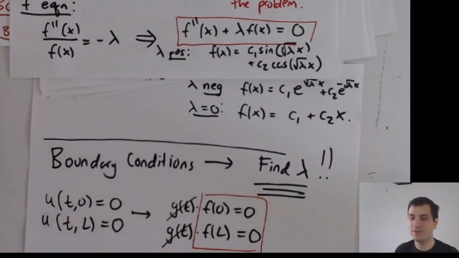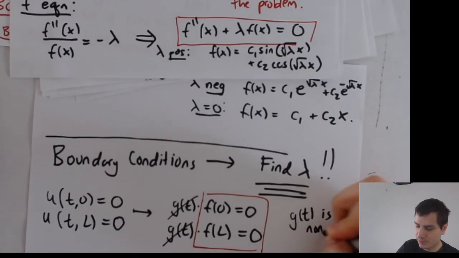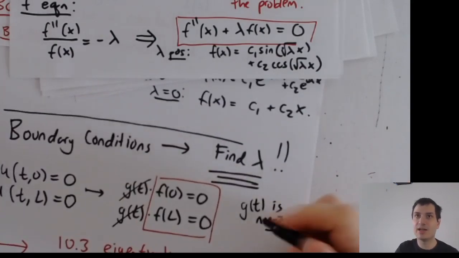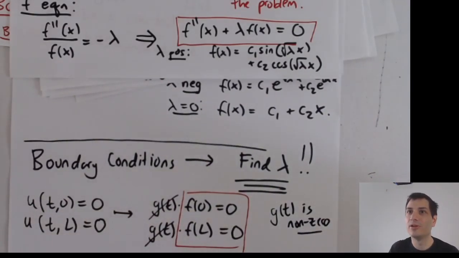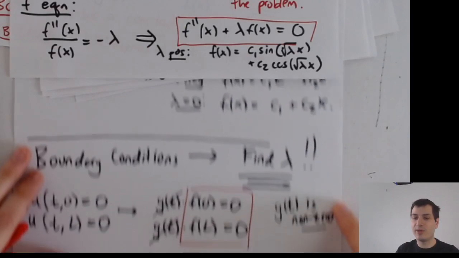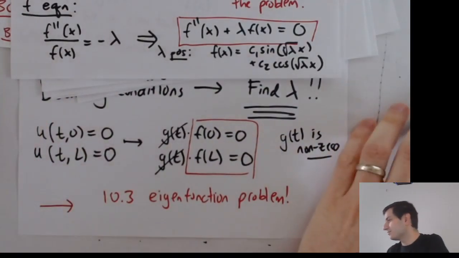Why did we cancel out g of t again? G of t is non-zero. So the point was, because g is non-zero, if g times something equals 0, then the something has to be 0. Okay, so we have this eigenfunction problem, and we've got to solve it. That's what we're going to do.